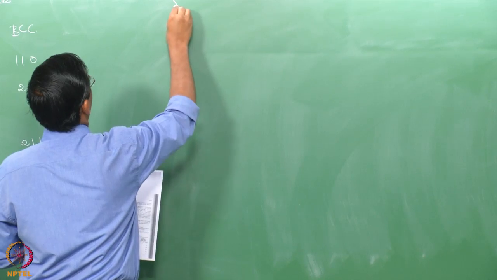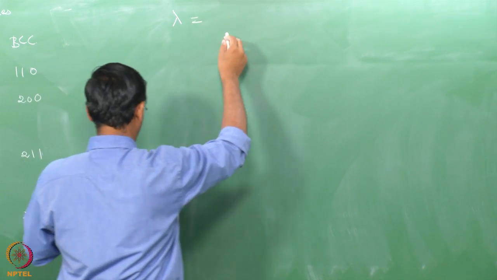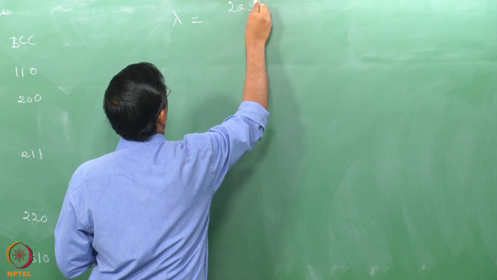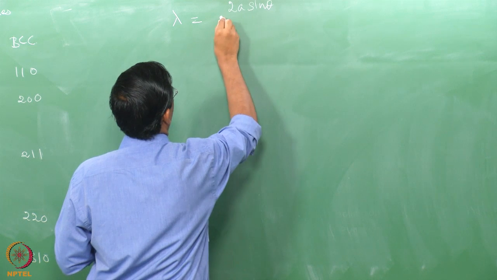Now we will see what are the simple relations we can take out from this table. So, we had written this relation in terms of lattice constant instead of d spacing.